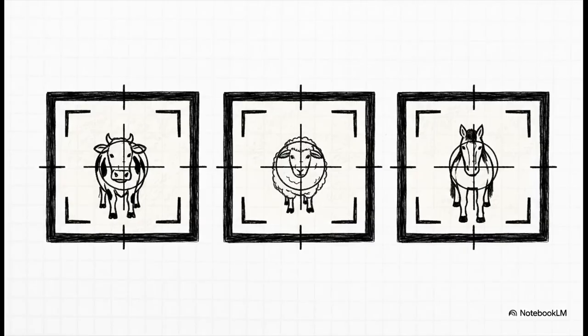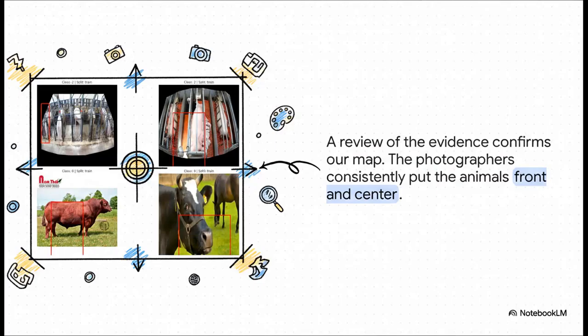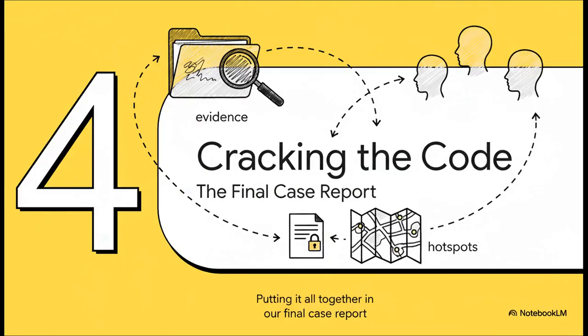Our subjects aren't off in the corners or hiding at the edges. Nope, they are almost always found smack dab in the center of the frame. And if you don't believe the map, just look at the photographic evidence. A quick review of the actual pictures confirms it. The photographers weren't just snapping random shots. They were consistently putting the animals front and center. This tells us something important. The framing is deliberate.